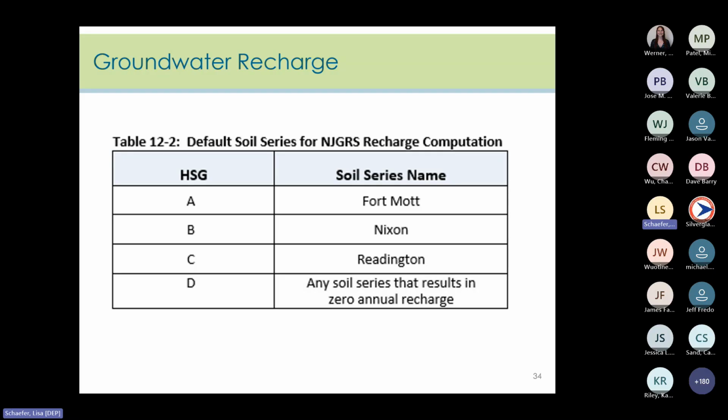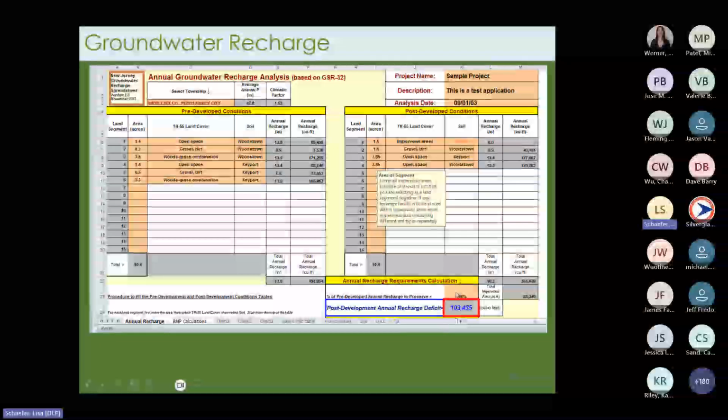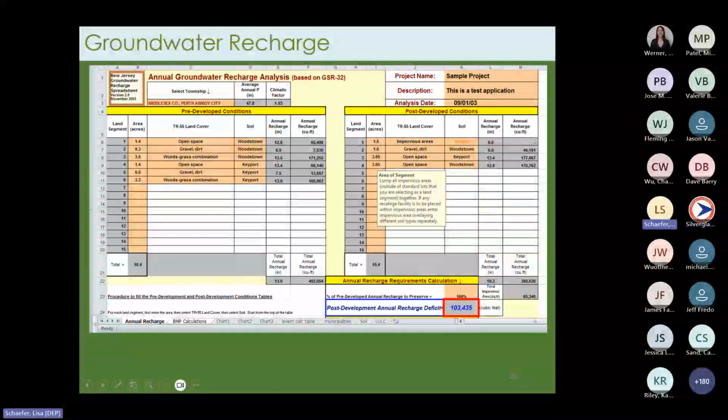All right, if the land cover is impervious surface, it doesn't matter what soil series you use, since the program automatically assumes no recharge on an impervious area. So once you have all of the land segment areas and land cover selected for the soils present, the worksheet calculates the deficit that will be created by the proposed project. Here, it's 103,435 cubic feet shown in the red rectangle.